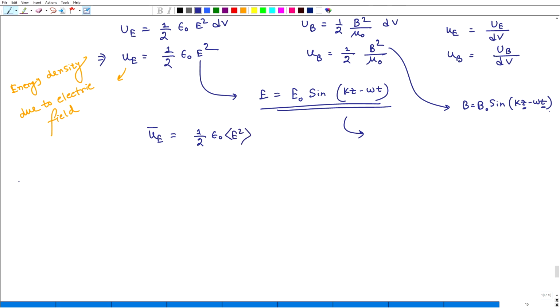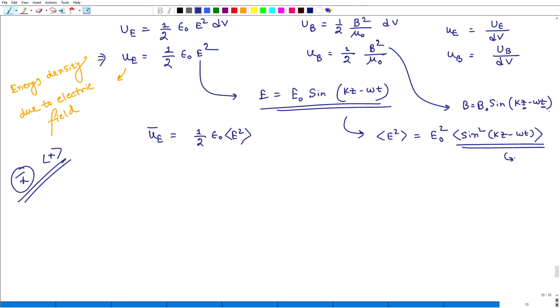We generally use the average sign, this is the x average, this is also the x average, these signs are identical. So, what will be the E square average? E square average will be E0 square sin square (kz minus omega t). So, this value is half.